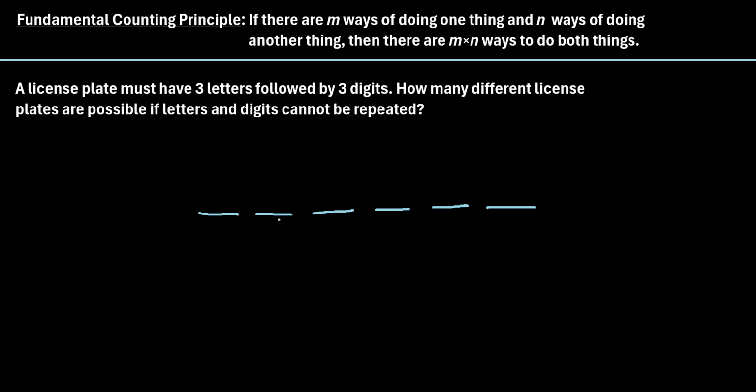So I've drawn out 6 spaces here for this license plate. And we know that for these first 3, I'll label it L, L, and L, these 3 have to be letters. And then it has to be followed by digits. So let's write D, D, D. So for this very first letter right here, there are 26 letters in an alphabet.